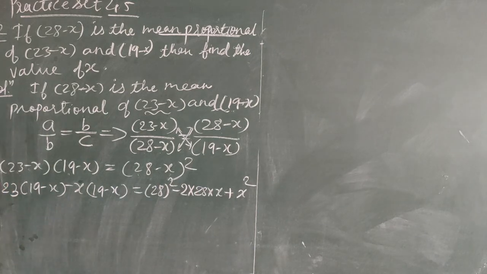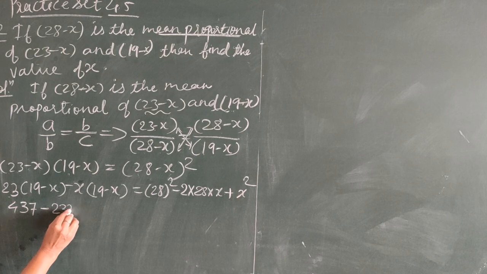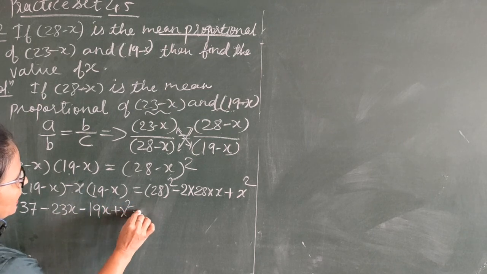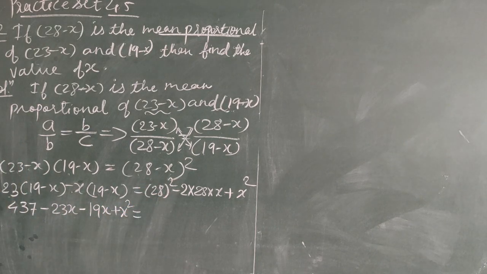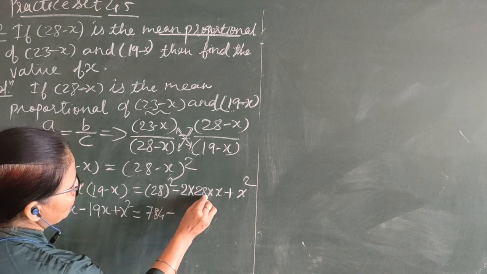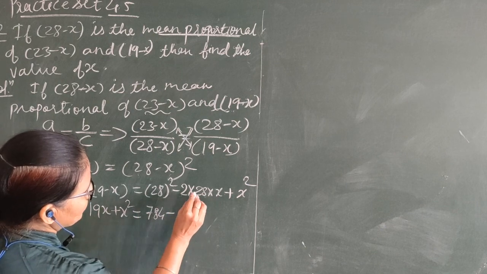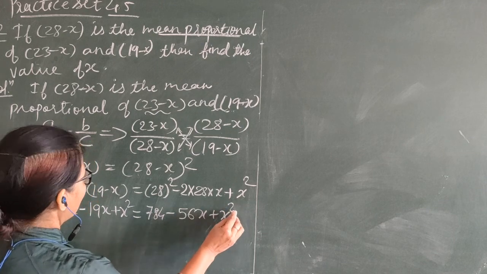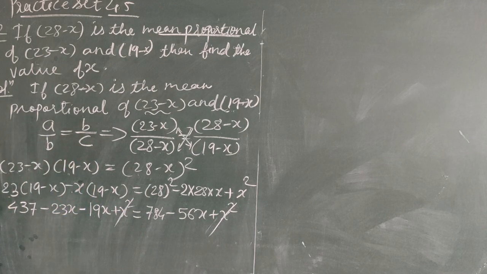Now let us simplify 23 into 19. Let us find the product of 23 and 19. The product of 23 and 19 is 437 minus 23x minus 19x. As there is minus, you know children, this minus becomes plus. And 28 square, what is the square of 28? It is 784. Now multiply these two, it will be minus 56x plus x square. Now again you can see this x square is eliminated.